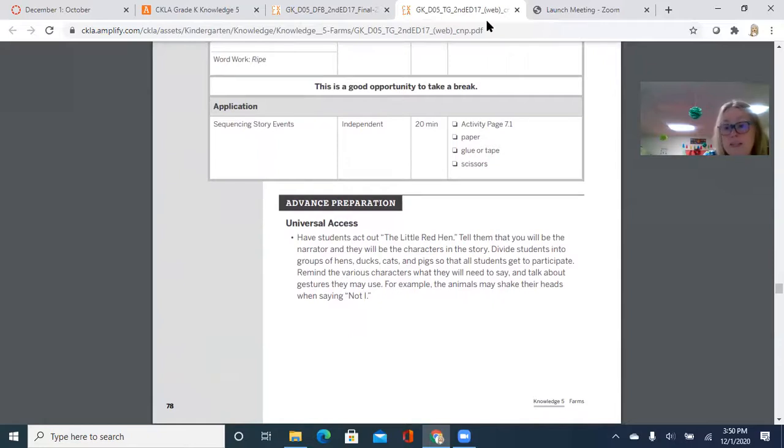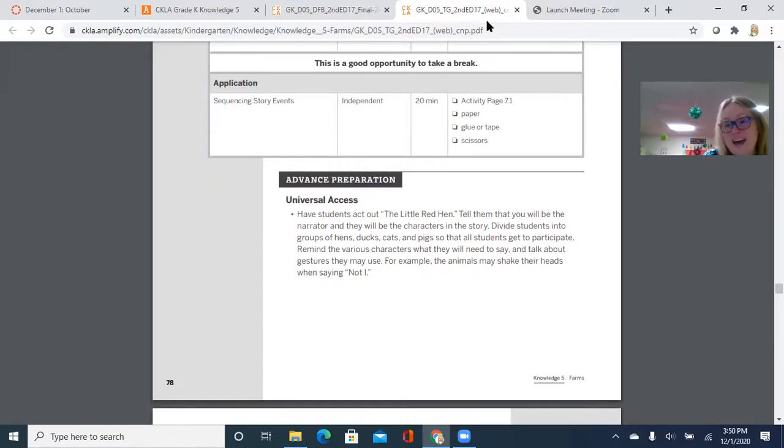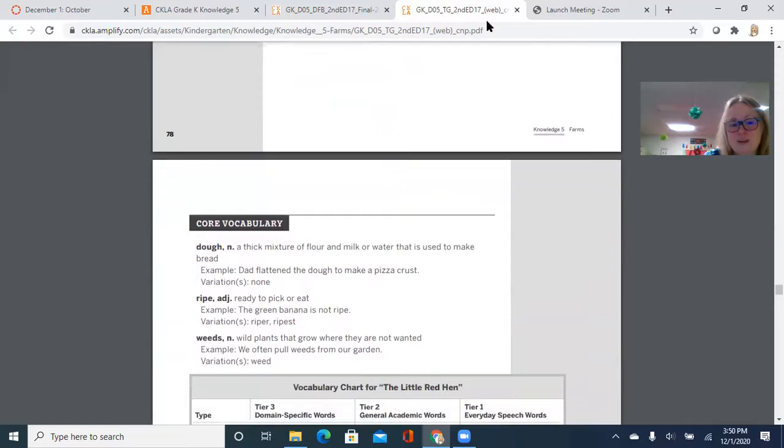All right, so our story does have a narrator. If you're not familiar with the term narrator, the narrator is someone outside of the story who tells the story, okay? They're telling the story to an outsider, and the characters are almost as if they're acting out the story. This would be a really fun activity to act out the story.